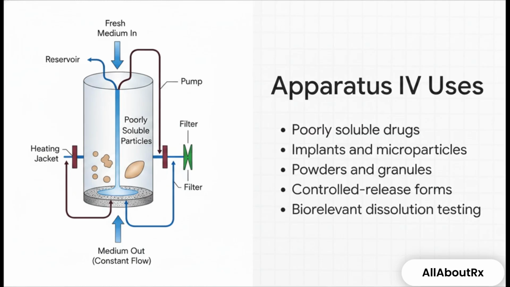This makes Apparatus IV the absolute ultimate solution for testing poorly soluble drugs, specifically those in BCS Class II and Class IV. If a drug is incredibly stubborn and hard to dissolve, you need that constant flow of fresh medium to accurately measure its release. It's also really effective for testing implants, microparticles, raw powders, and doing complex biorelevant testing.